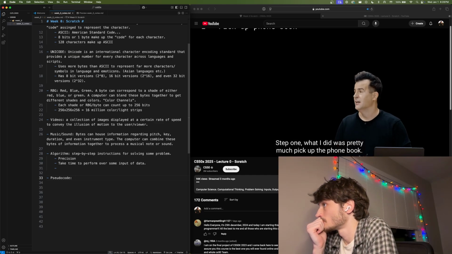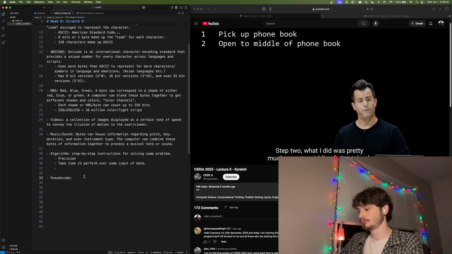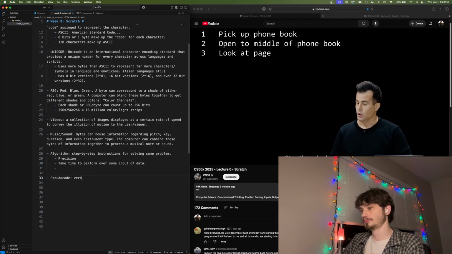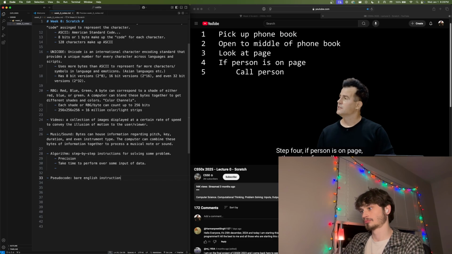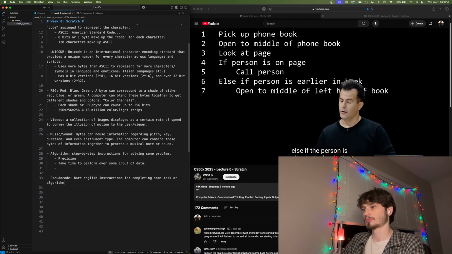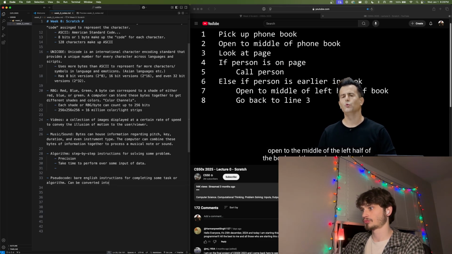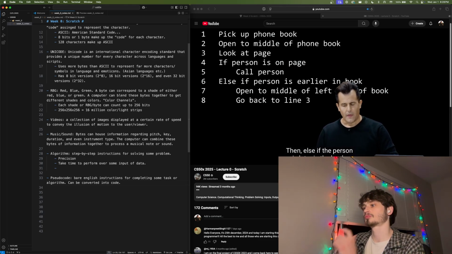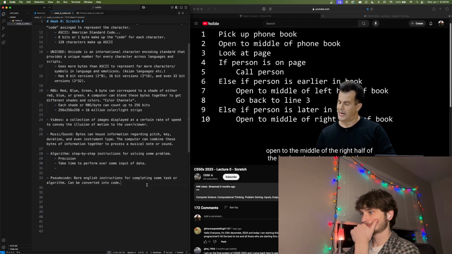Step 1, what I did was pretty much pick up the phone book. Step 2, open to the middle of the phone book for the third algorithm. Step 3, look at page. Step 4, if person is on page, then step 5, call person. If that does not prove to be the case, step 6, else if the person is earlier in the book, then open to the middle of the left half of the book, and then go back to line 3. Then, else if the person is later in the book, open to the middle of the right half of the book, and again go to line 3.